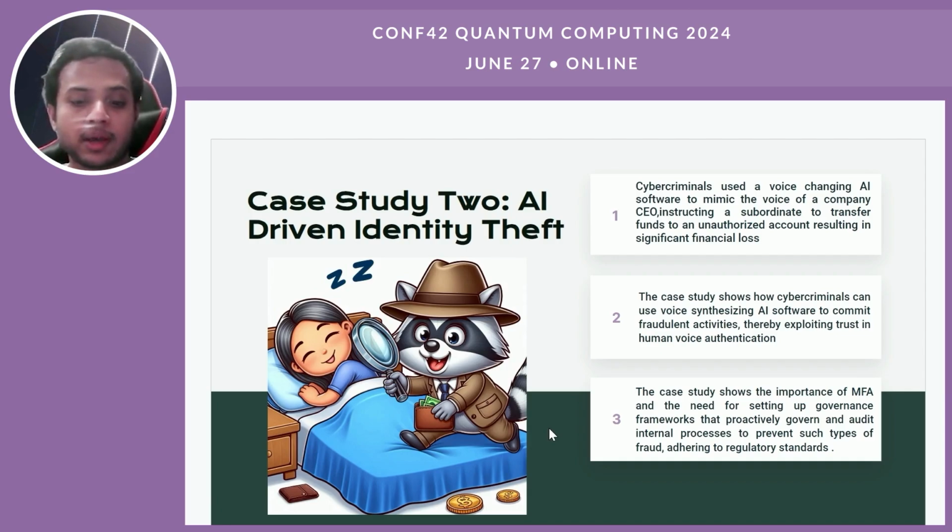This case study shows the importance of multiple factors of authentication that are needed. So some examples are biometrics, fingerprints, which are part of biometrics, YubiKeys, as well as two-factor authentication techniques like phones, etc. So the need for setting up governance frameworks for these kinds of AI authentication systems is particularly important in this case, so that it's easy to audit internal processes and prevent such types of fraud, and making sure that the organization itself adheres to different regulatory standards.